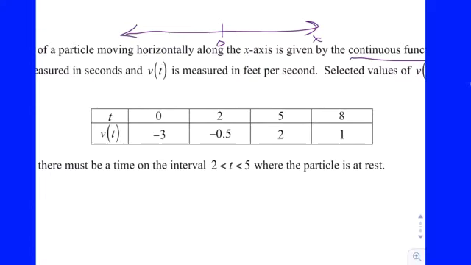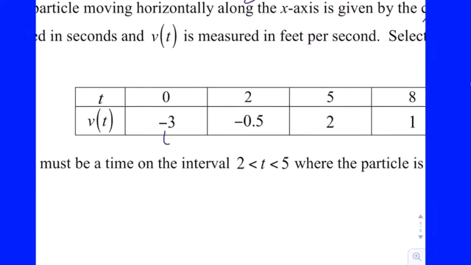All right, so notice that the initial velocity at t equals 0 is -3. What does the negative imply? The particle is moving in reverse?